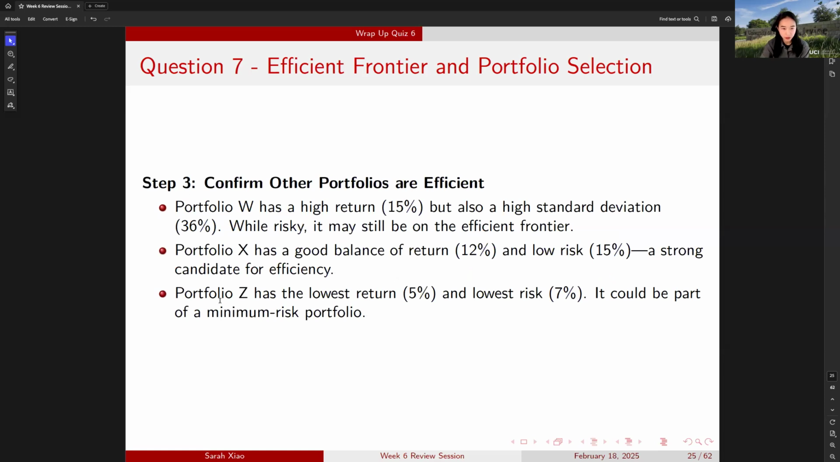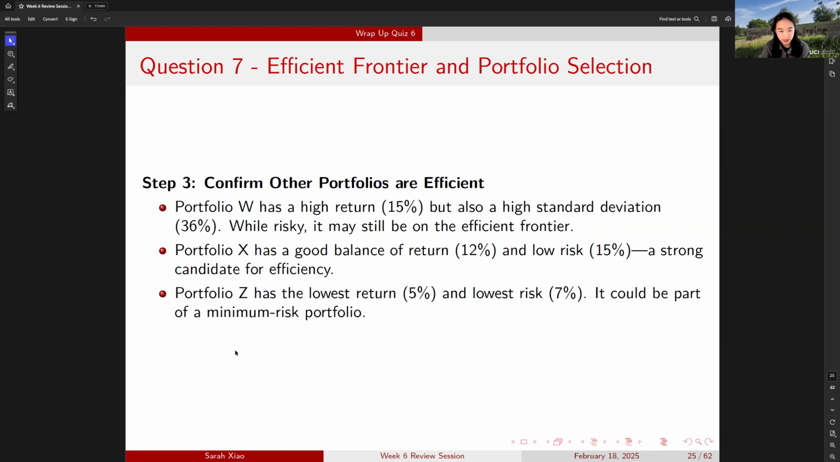So then we confirm other portfolios that are actually efficient. For portfolio W, it has a return of about 15%, but it also has a high standard deviation. While it is quite risky, it may still be on the efficient frontier because it has a higher return than other portfolios. Next, portfolio X has a good balance of return, and it also has a low risk, so it can be a strong candidate for efficiency.